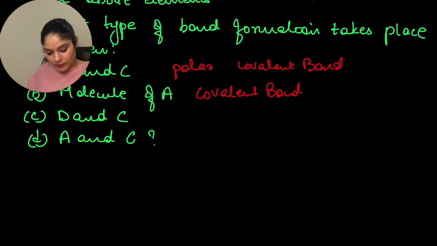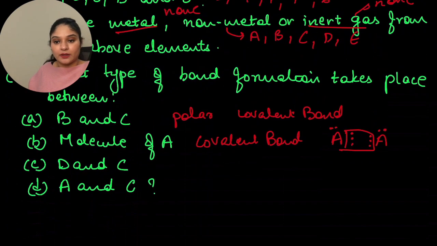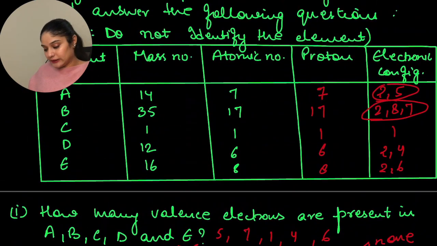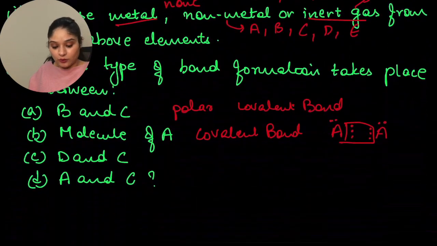Now if we talk about molecule of A, A has 5 valence electrons, 1 2 3 4 5. So they will end up sharing 3. So covalent compound. Now D and C, so let's look at D and C. D has 2, 4, and C has 1. So what kind of bond will that be? That will be a regular covalent bond.